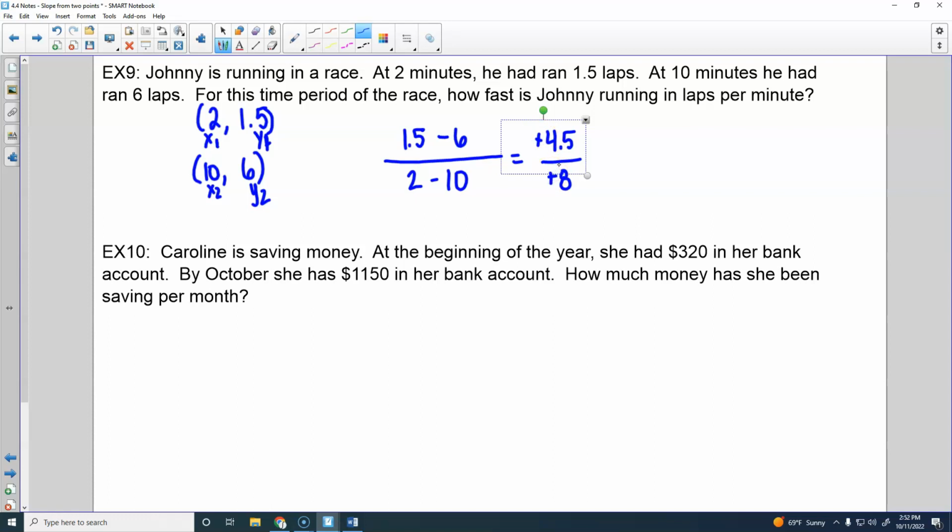And we want laps per minute. So this is our number of laps, right? And this is our number of minutes. And if we want laps per minute, this is really like a unit rate sort of thing. So where a lot of times for slope, we just want to keep it a fraction. For this, we want to do 4.5 divided by 8. And if we do that, we'll get 0.5625 laps per minute. So these word problems, these are the type of problems that you're going to see that you can use calculators on.